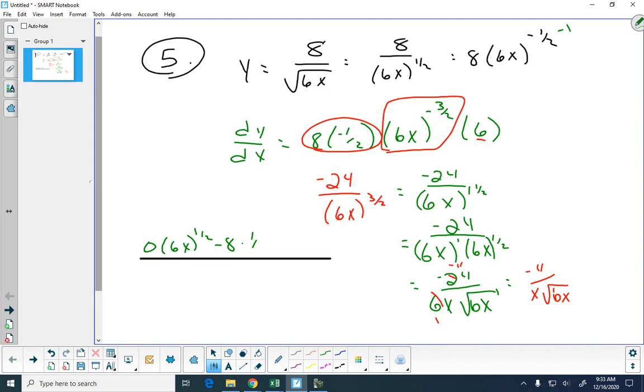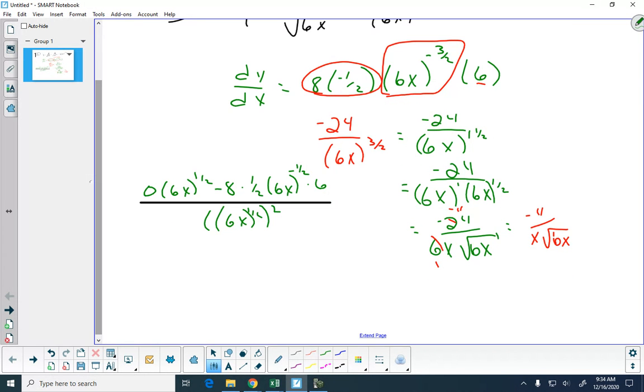I'm still going to have to use my quotient or chain rule. So we have 1/2 times 6x to the negative 1/2 times the value of 6. And this is all over the bottom squared. So we have 6x to the 1/2, squared.